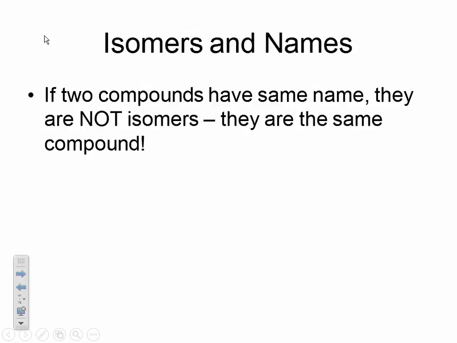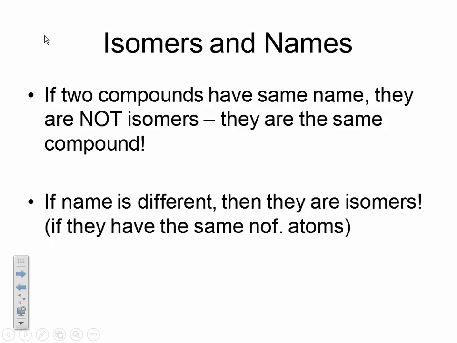Isomers and names. Just a quick comment about isomers and names. Two compounds can have the exact same name. If you're numbering your carbon chain either left to right or right to left based on where the substituent is, and you realize the substituent is in the exact same position, it's just that they flipped it around, they're not isomers, they're just the same compound.